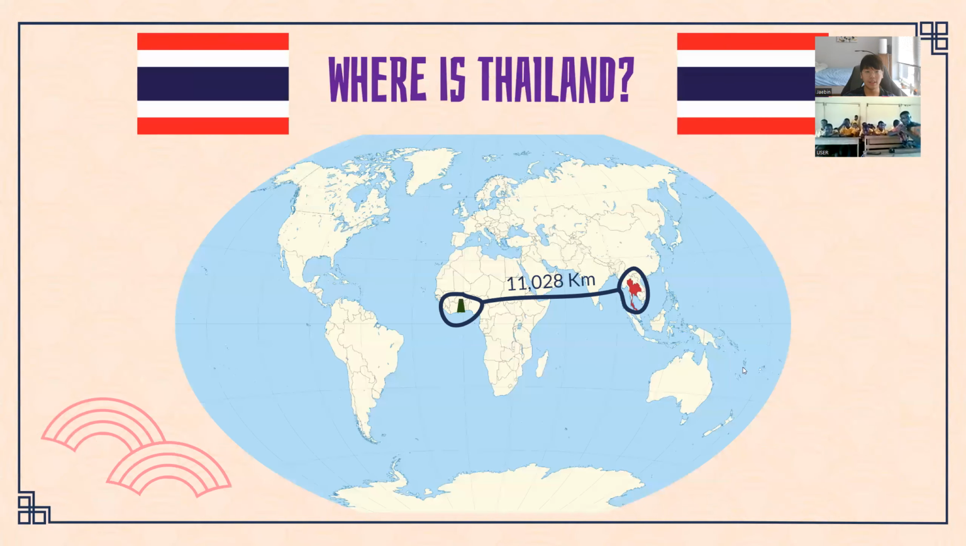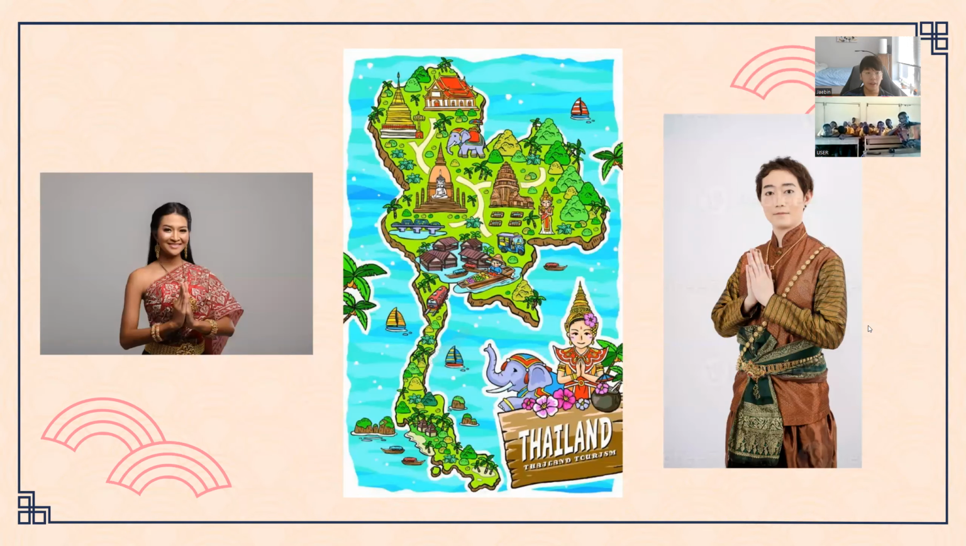And then yeah, where is Thailand? So Thailand is a pretty small land here. It's around 11,028 kilometers away from Ghana. And Ghana is right here, and Thailand is around here. And then a closer picture of what Thailand looks like. It is shaped something like this. And most of it is surrounded by ocean.